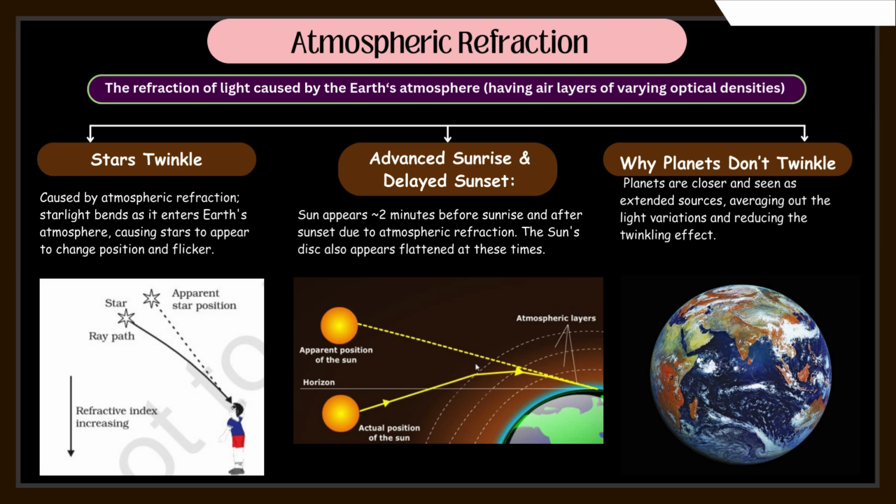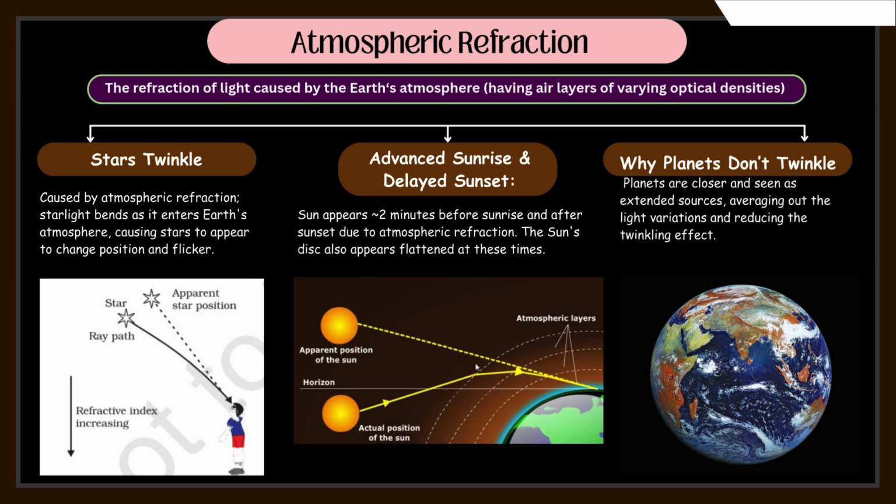Stars twinkle because the light from a star bends slightly as it enters Earth's atmosphere. Since the atmosphere is constantly moving and its density keeps changing, the star's light keeps shifting slightly, making the star appear to flicker or twinkle. This effect is called scintillation, and it's a direct result of atmospheric refraction.